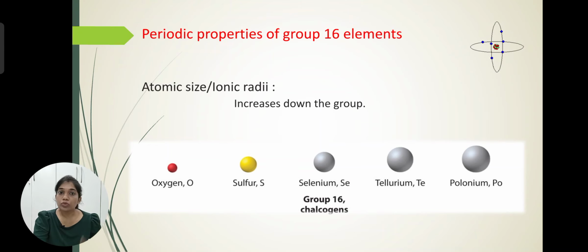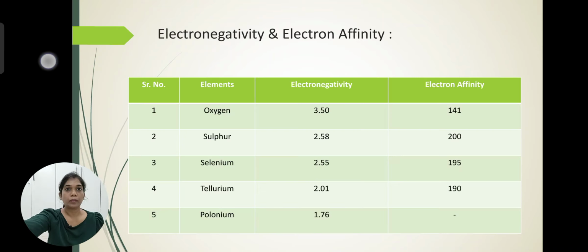As we move down the group, we know that in the periodic table from left to right size decreases, and from up to down size increases. So why is size increasing? Because as we move down the group, a principal shell is added, so that's why size is increasing.